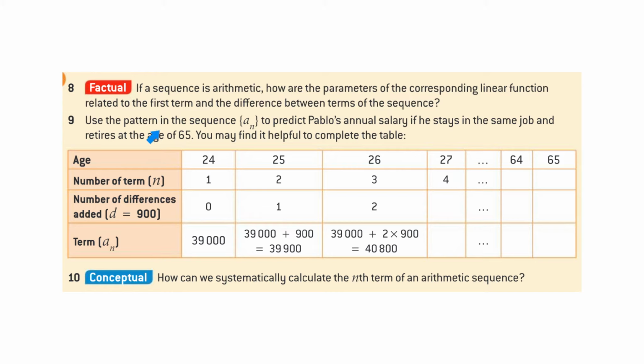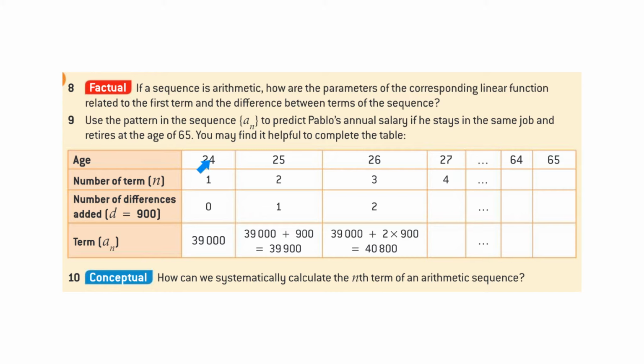All right, 9. Use the pattern in the sequence to predict Pablo's annual salary if he stays in the same job and retires at the age of 65. You may find it helpful to complete the table. Well, let's have a look at this. That's term 1, term 2, term 3, term 4. Okay, now what's the difference between here? What's that going to be? If 27 is 4, 64 is what?